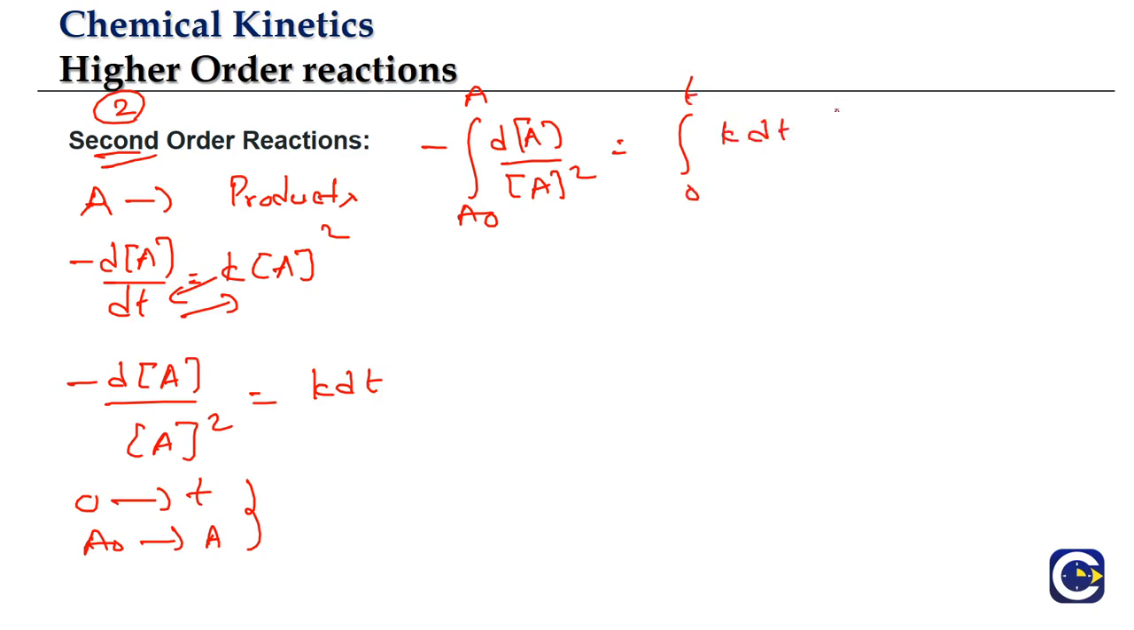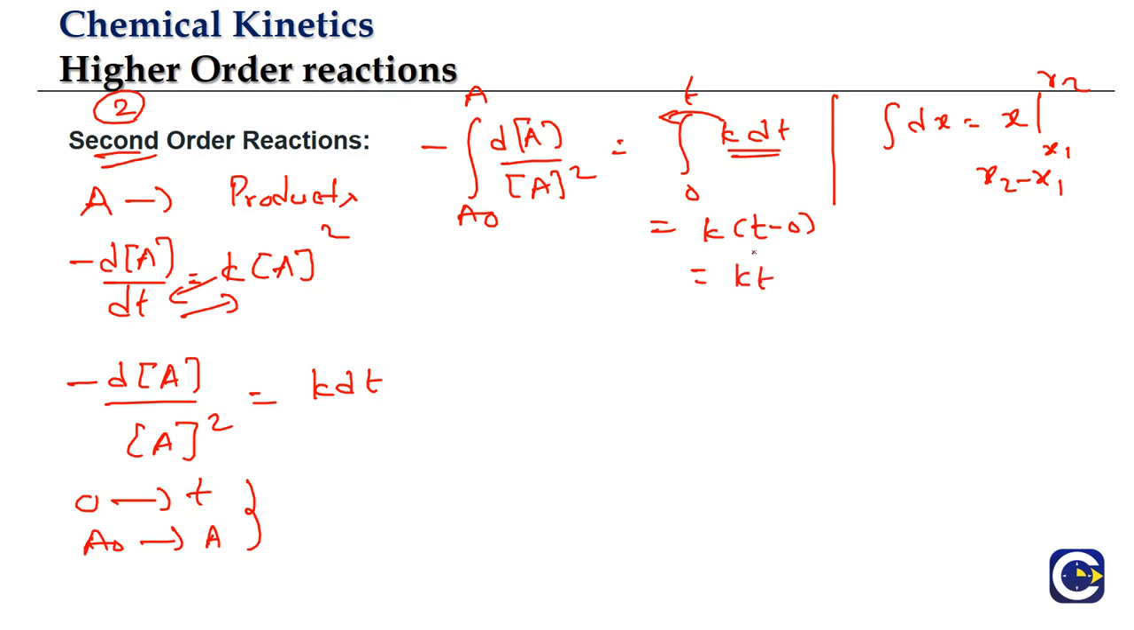Now in the previous derivations also we have seen, if we have integral K dt, K is a constant, will come out. So we have integral dx will be equal to x. We have to put the limits, final limit value minus initial limit value. So thereby the RHS part will be K into t minus 0, which is K into t. So that is already something we have seen in the derivations of zero order reaction and first order reaction also.